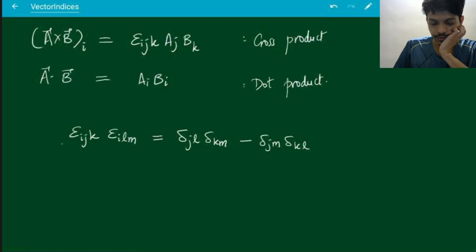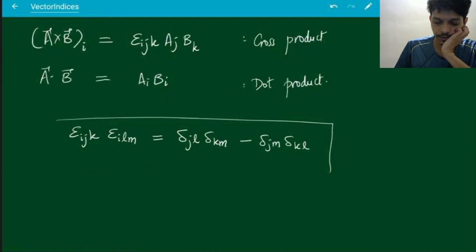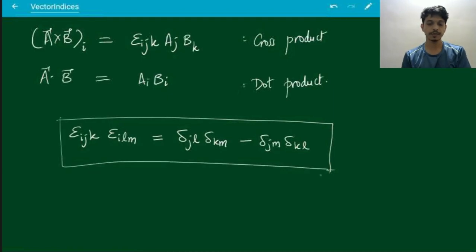So you're summing over i. So on the right hand side there is no i. First index and second index, minus first index, second index, first index. That is how it works. And this is the formula that we are going to be using most often. So these are all the basics that you need to know for how to manipulate indices.